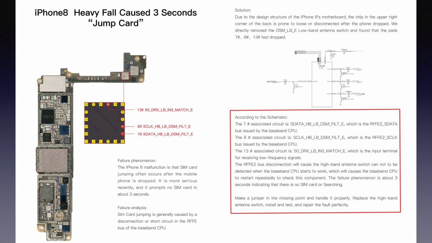The RFFE2 line's disconnection will cause the antenna switch to be undetectable when the baseband CPU starts to work, which will cause the baseband CPU to restart rapidly to check this component. The failure phenomenon is about 3 seconds, indicating that there is no SIM card or searching. Make a jumper at the missing point and handle it properly. Replace the antenna switch, install and test, and the fault is repaired perfectly.